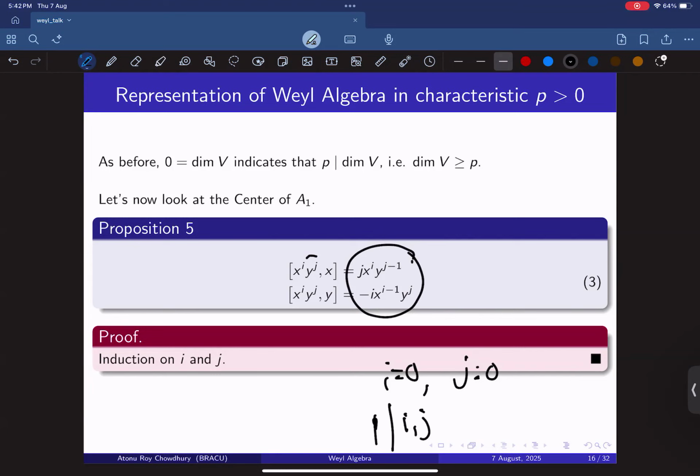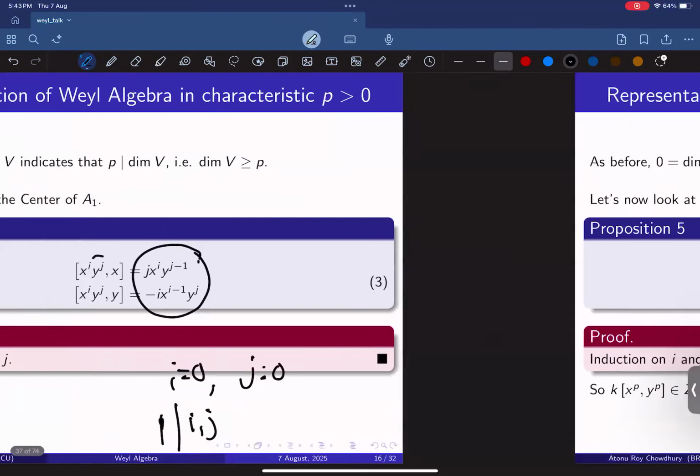Again, why do we care about the center? Why are we finding the center? Any guesses? What's special about the center in the context of representation theory? We have seen such a result here, right? The elements of the center act as scalars. So that's why we are going to find what the center is, and we can then work with that. So from here you can see that x^i y^j is going to be in the center if and only if both i and j are divisible by p.